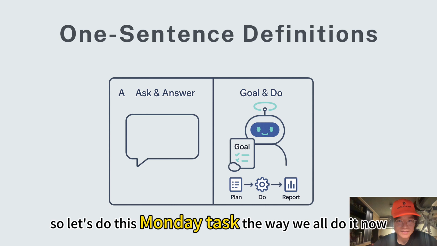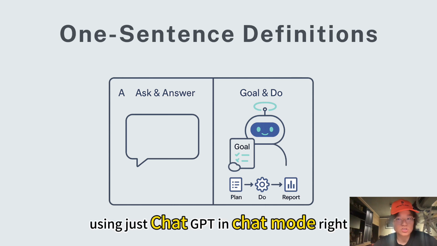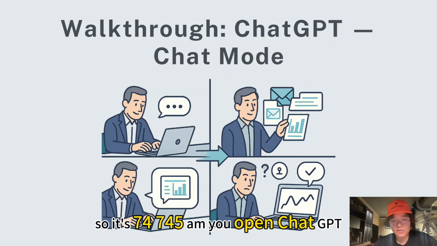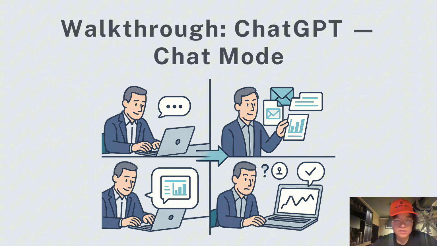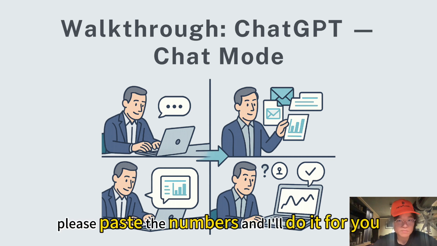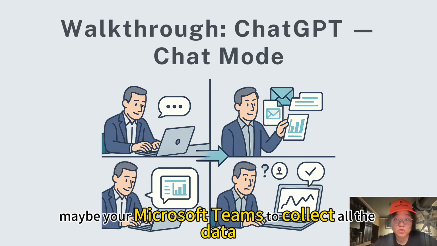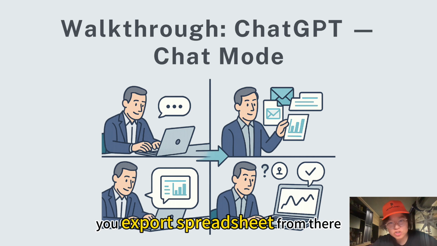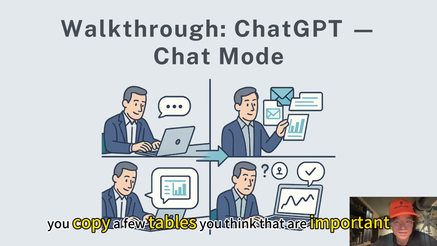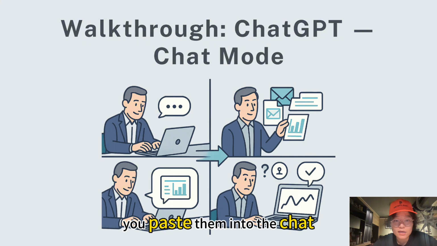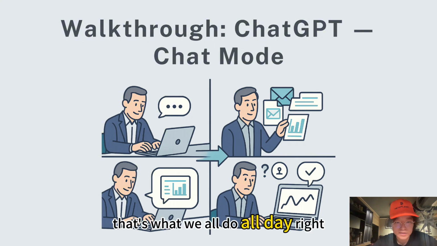So let's do this Monday task the way we all do it now, using just ChatGPT in chat mode. It's 7:45 a.m. You open ChatGPT and you start typing, summarize last week's KPI for revenue, margin, pipeline, and churn. And ChatGPT says, sure, please paste the numbers and I'll do it for you. Okay, so now you jump to your inbox, your Google Drive, maybe your Microsoft Teams to collect all the data. You export a spreadsheet from there, you copy a few tables you think are important, you paste them into the chat. That's what we all do all day, right?